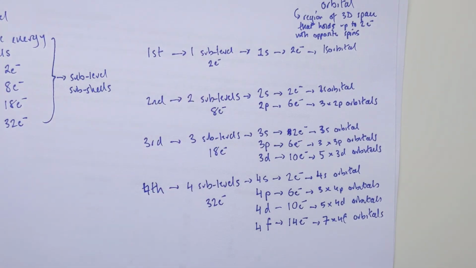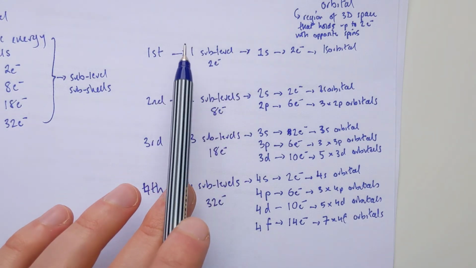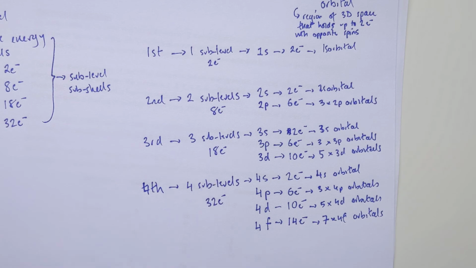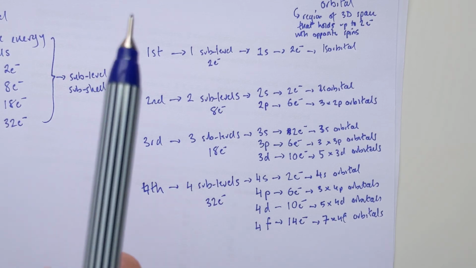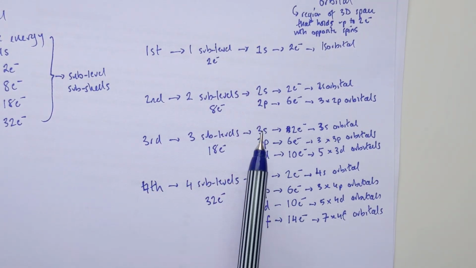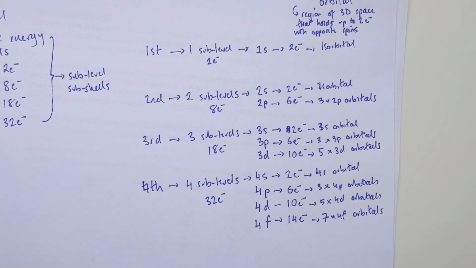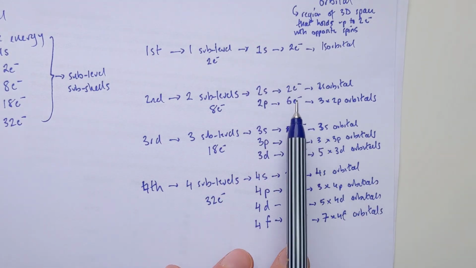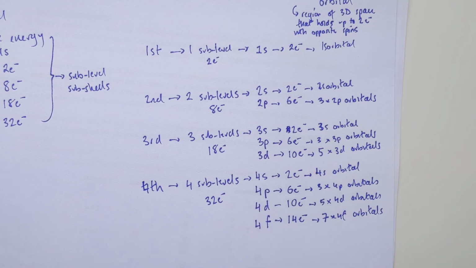Sublevels hold a specific number of electrons. So all the 1 sublevels hold up to 2. 2 sublevels in the second one holds up to 8. 3 sublevels gets 18, and 4 sublevels gets 32. Those sublevels have different names. So the first sublevel of any principal energy level has S as its letter. Second one is P, third one is D, fourth one is F. And those sublevels hold specific numbers of electrons. So an S sublevel always holds 2 electrons, a P sublevel holds 6 electrons, a D sublevel holds 10 electrons, and F sublevel holds 14 electrons.